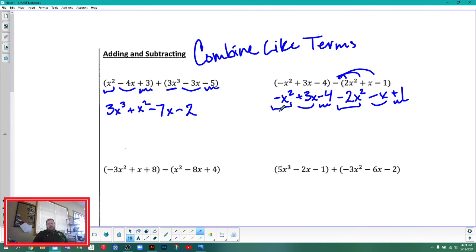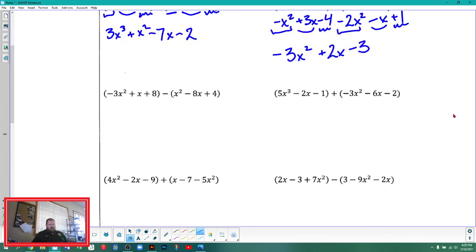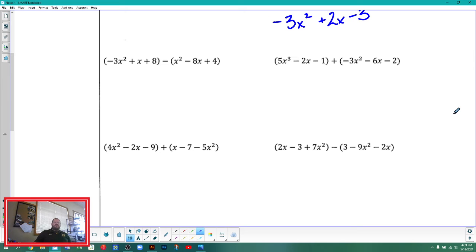I have -x squared, -2x squared, that's -3x squared. +3 and -1x is going to give me 2x. And -4 and +1 is going to give me -3, and I'm done. Okay, I don't want to make this harder than it has to be. It's literally combining like terms.